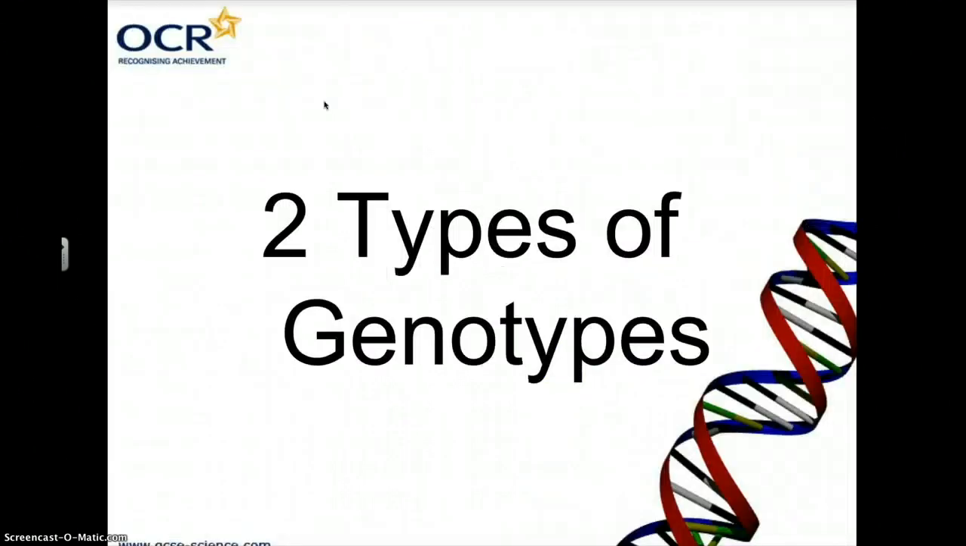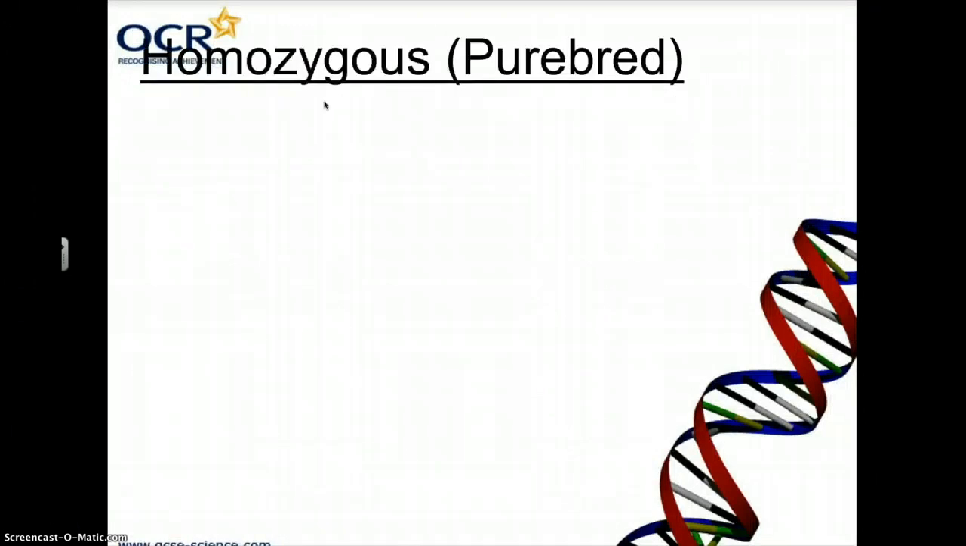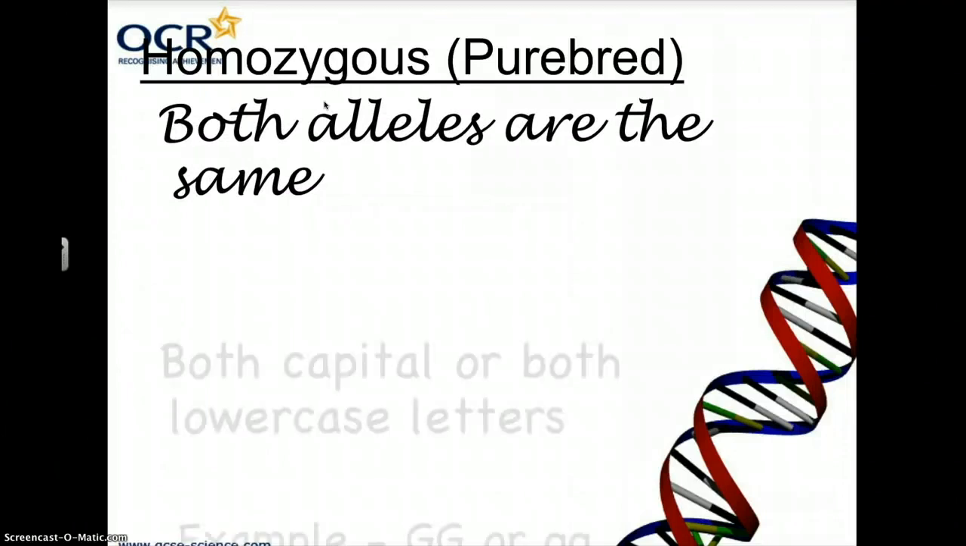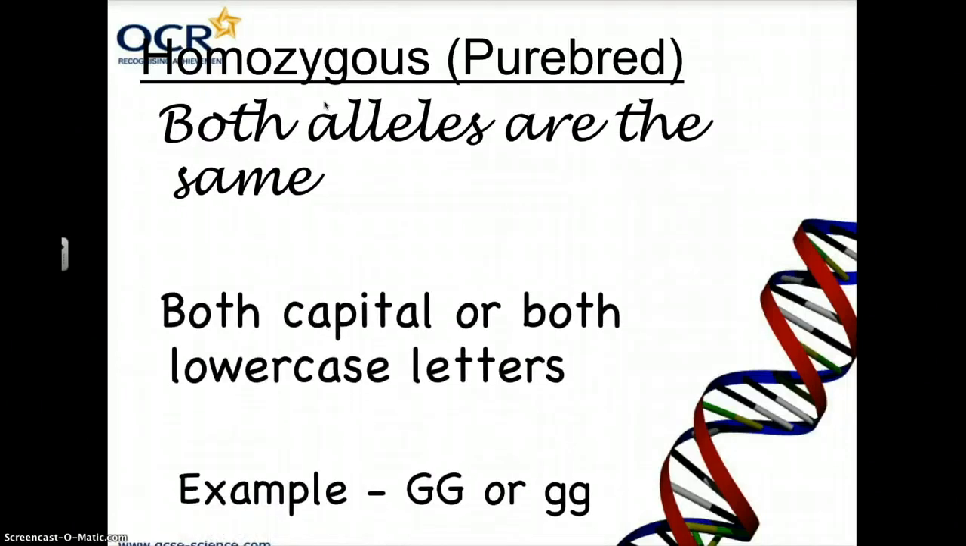All right, our last two vocabulary words we need to get into here. Some genotypes are homozygous, also called purebred. What that means is that both alleles are the same. And by the same, I don't mean the same letter. I mean the same as in both capital or both lowercase. So for example, big G, big G, or little g, little g, those are examples of homozygous genotypes. The prefix homo means the same. So if you remember that, you can remember they are the same, both capital or both lowercase, homozygous genotype.